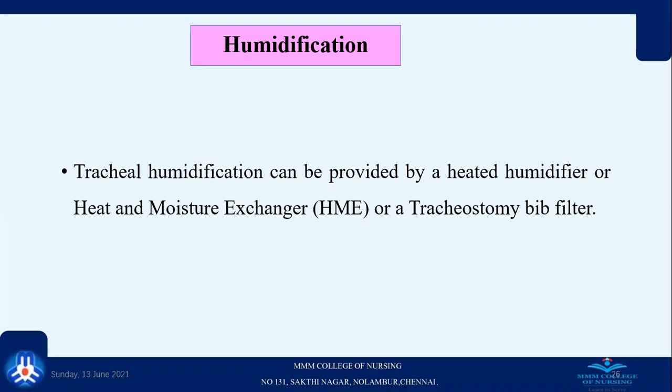When the tracheostomy tube bypasses the upper airway, it prevents the normal humidification and also the filtration of the inhaled air via the upper airway. Unless air inhaled via the tracheostomy tube is humidified, the epithelium of the trachea and bronchium will become dry, which increases the potential for tube blockage. Tracheal humidification can be provided by a heated humidifier or heat and moist exchanger or a tracheostomy bite filter.